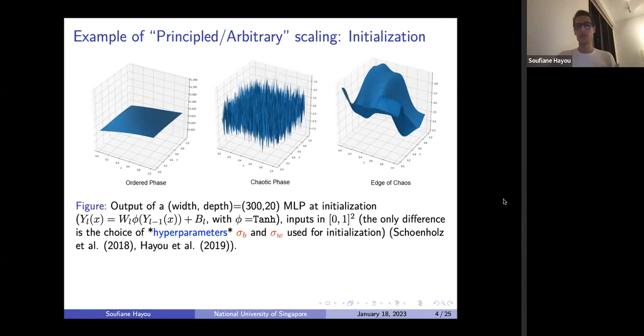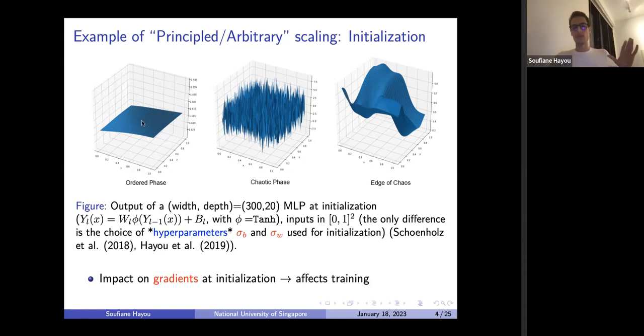Why is this important? It's important to understand this because it has a huge impact on, for example, gradients at initialization. You can think of the first step of gradient descent to train this neural network: it will use the gradients at initialization. If you have, for example, a network output that is constant, it means that the network output forgets everything about the input. All the inputs are the same for this network.